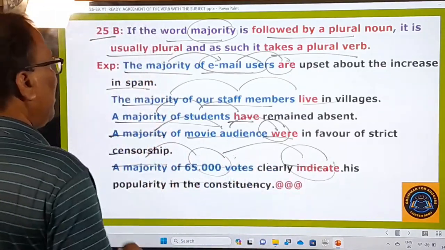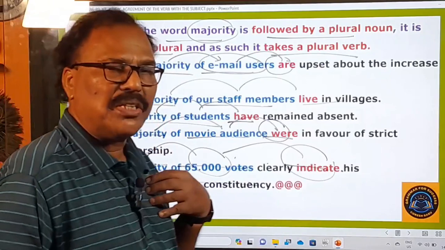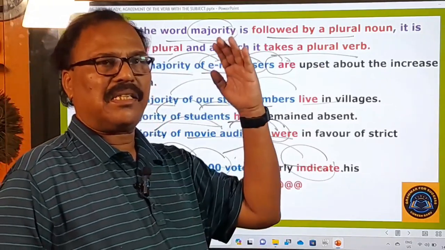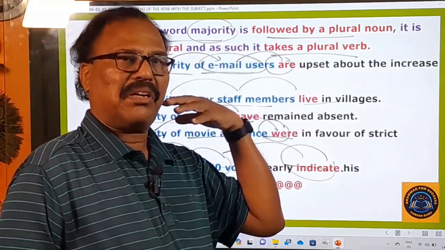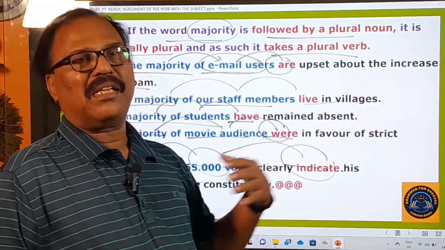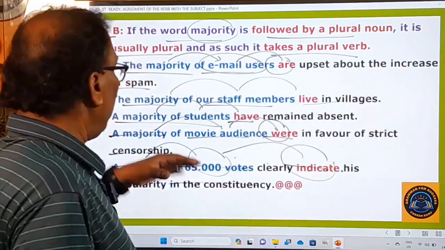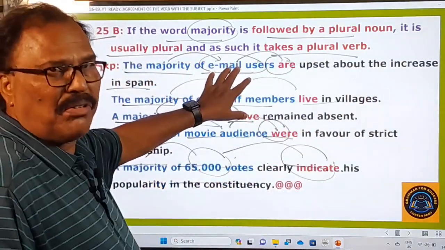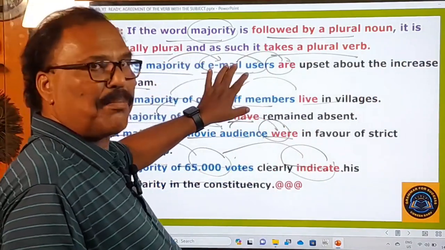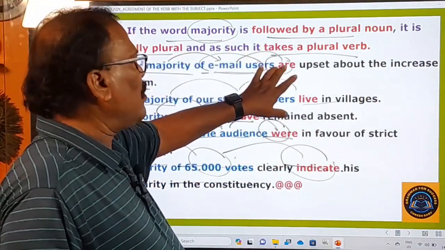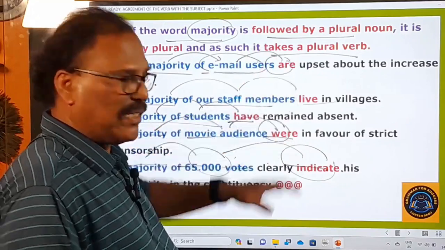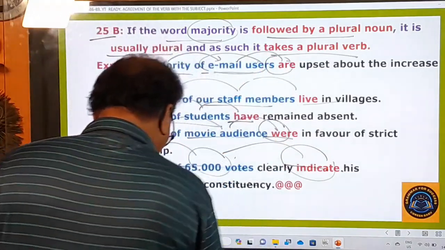So in this way, if the word majority is used all alone, it is considered a singular collective noun, and therefore it takes a singular verb after it. But whenever it is used with a plural noun, then it is considered a plural subject. Then we use only a plural verb after that. And now let's move on to the next rule.